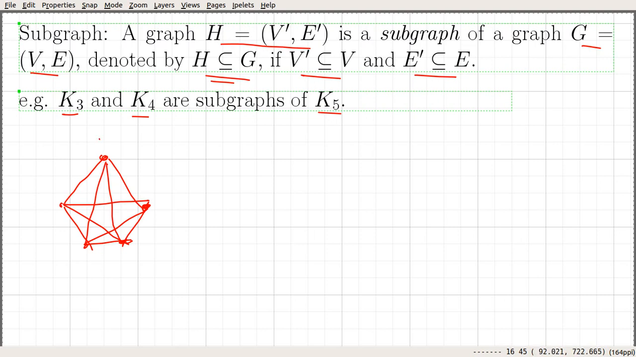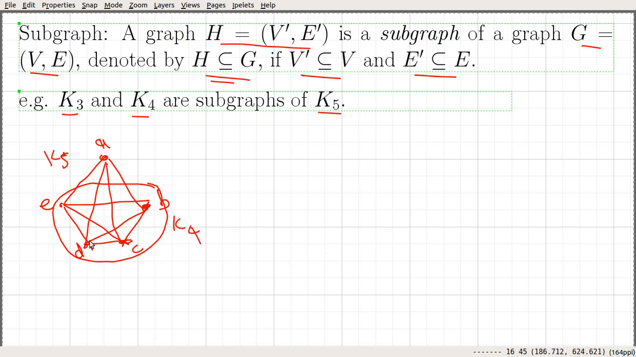So this is our K5. If I label the vertices as say A, B, D, E, and here you can see that if you consider this subset, so this is our K5, a complete graph on 5 vertices. So if you consider this subgraph, okay, that is nothing but K4.